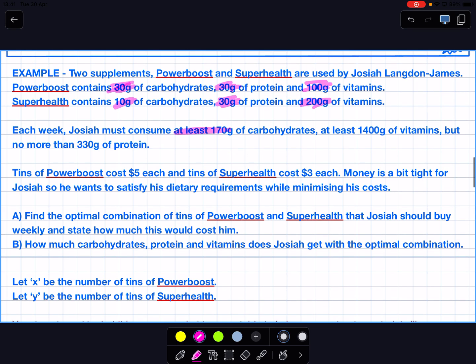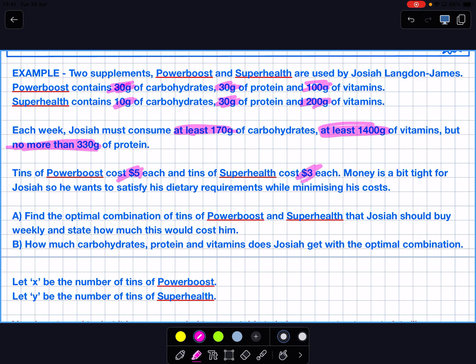At least is important. At least 1,400 grams of vitamins, but no more than 330 grams of protein. If we say no more, what sign is that? Less than or equal to or greater than or equal to? Less than or equal to. If you have too much protein, you get these weird lumps in your eye and stuff. It's better. Right? Tins of Power Boost cost $5 each. Tins of Super Health cost $3 each. You reckon the prices are important?